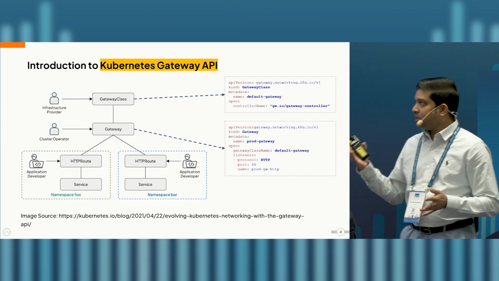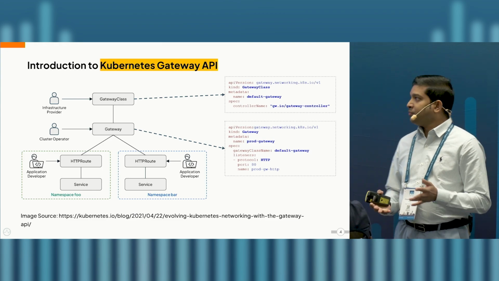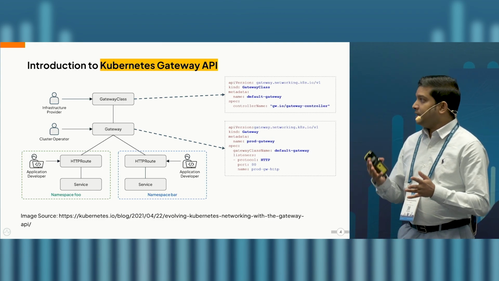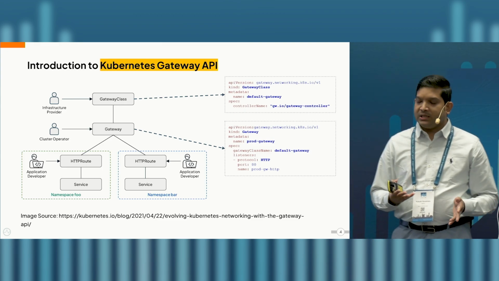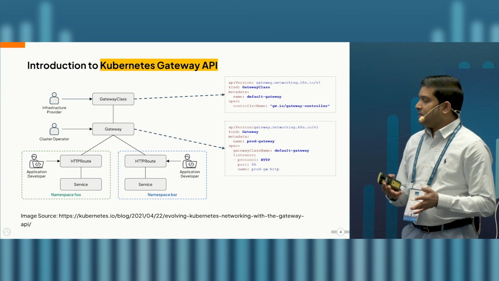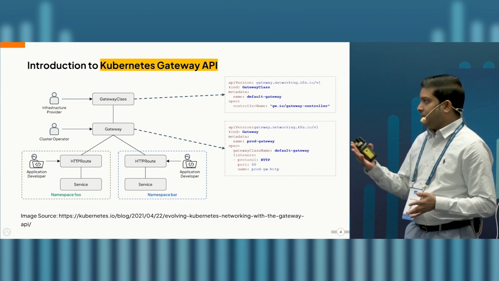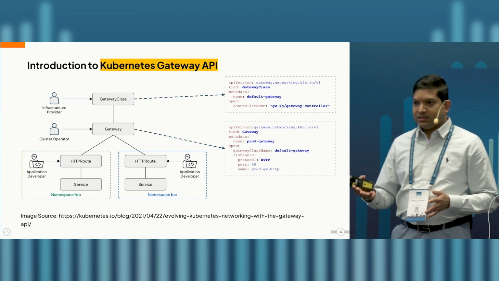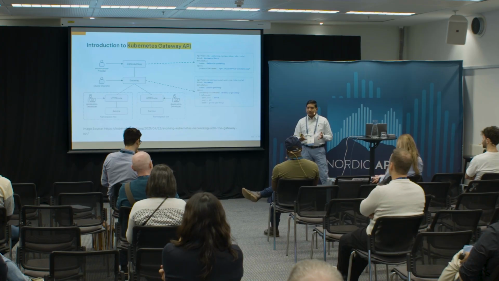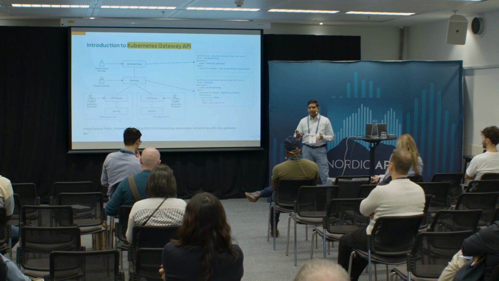If you look at this, the infrastructure provider basically manages the gateway class, and then cluster operators manage the gateway, and then we have the application developer who is involved in HTTP route creation for your services. So this role-division-based custom resources foster a streamlined ecosystem and efficient workflow within the Kubernetes ecosystem.